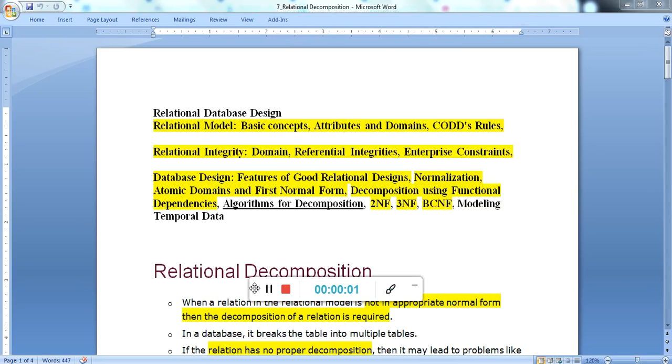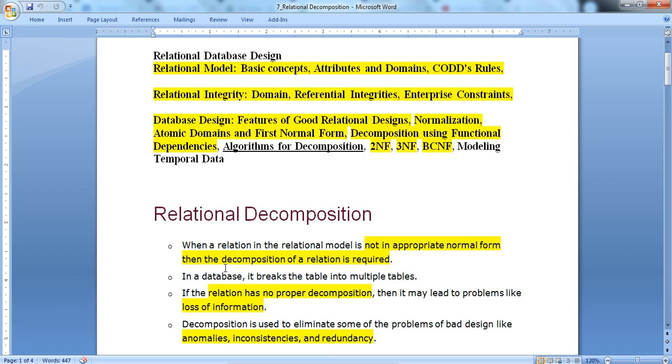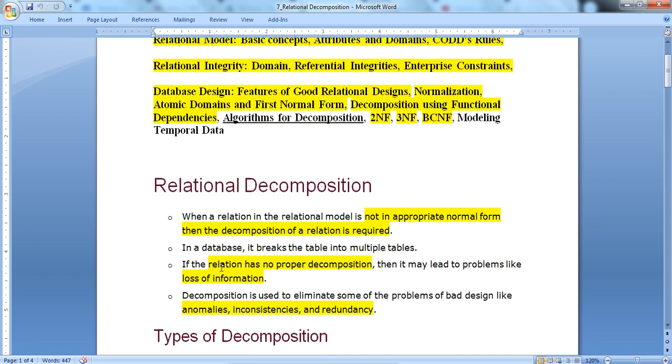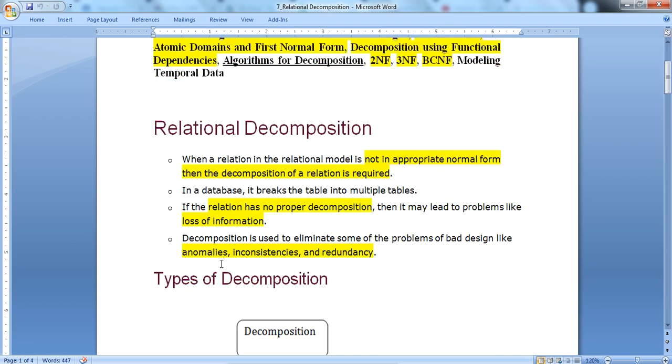Hello everyone. Now in this lecture we will learn about the next concept. That one is relational decomposition. It's a type of decomposition used when a relation in the relational model is not in an appropriate normal form.